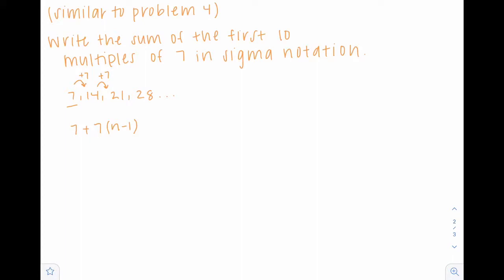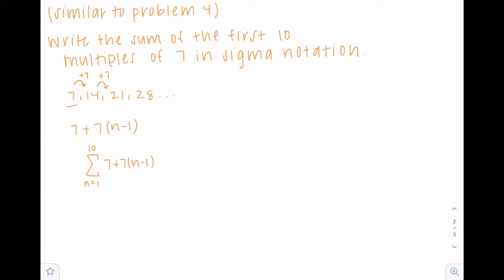So now we're going to move on to the sigma. So remember, this is our sigma symbol. We're writing the first 10 multiples. So our starting value, we're going to start at 1, and then it's going to go all the way to 10. Then inside our sigma is where our function goes. So that's 7 plus 7(n minus 1). We can check this by plugging in all of those terms from 1 to 10 and making sure that we get the first 10 multiples of 7.